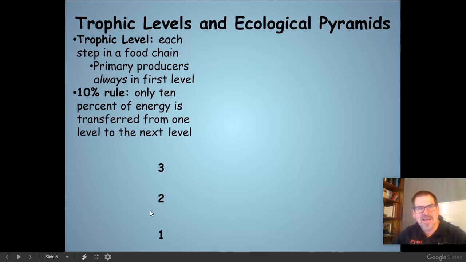All right, so there's this concept of the 10% rule. The 10% rule is only 10% of the energy, and by energy what we're really talking about is calories. Only 10% of the calories, as a general rule, is transferred from one trophic level to the next. Think about that. That is incredibly inefficient. Being alive is incredibly inefficient when it comes to use of energy.